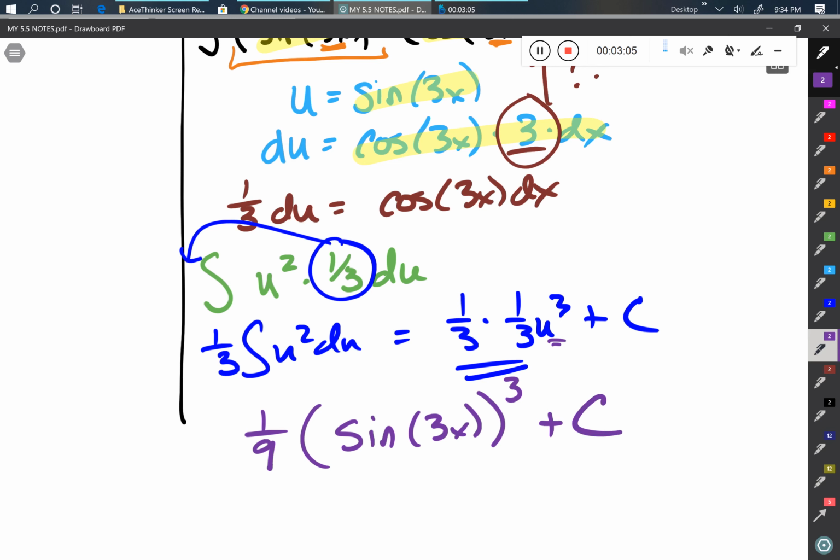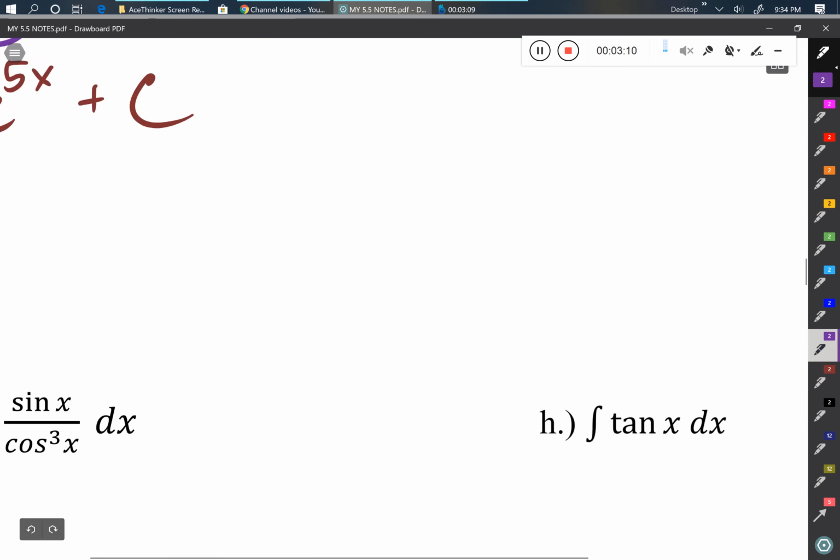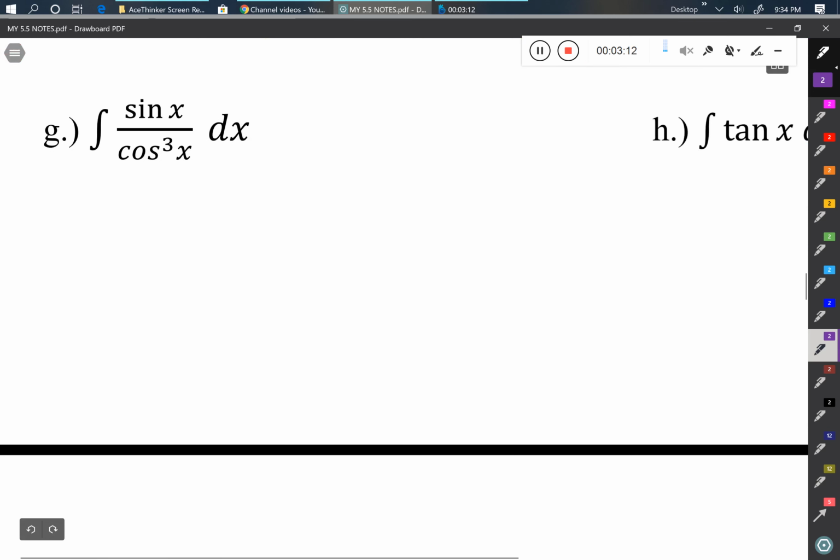Substitution. So much fun. I love these problems. They're great. More, you say? I have more. How about this one?